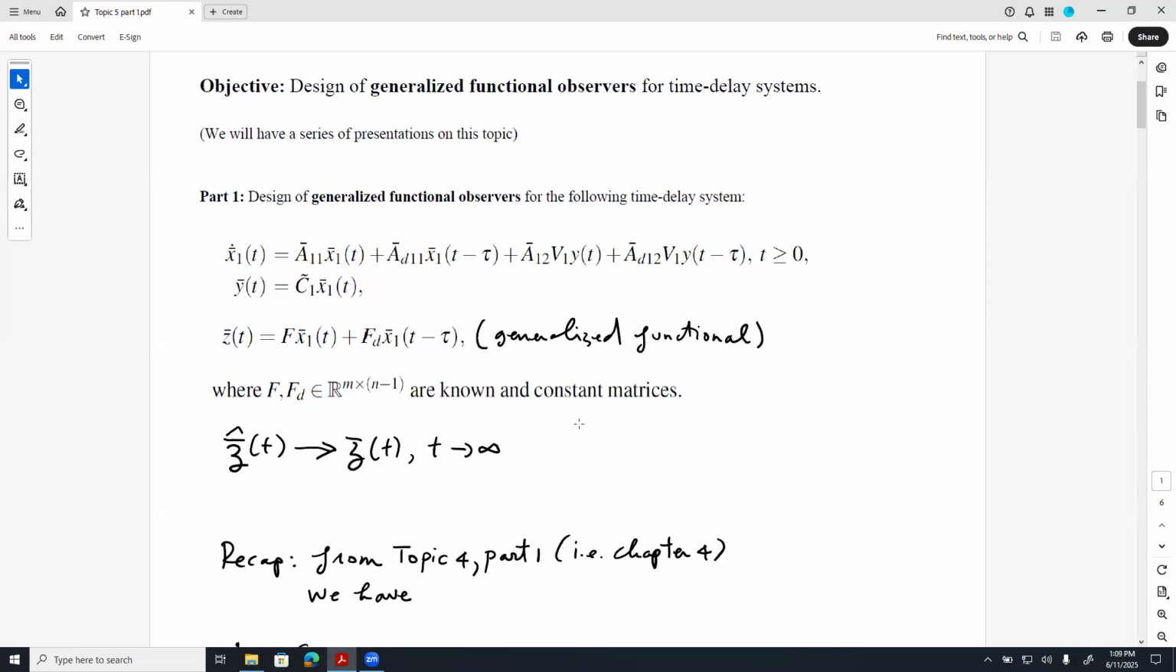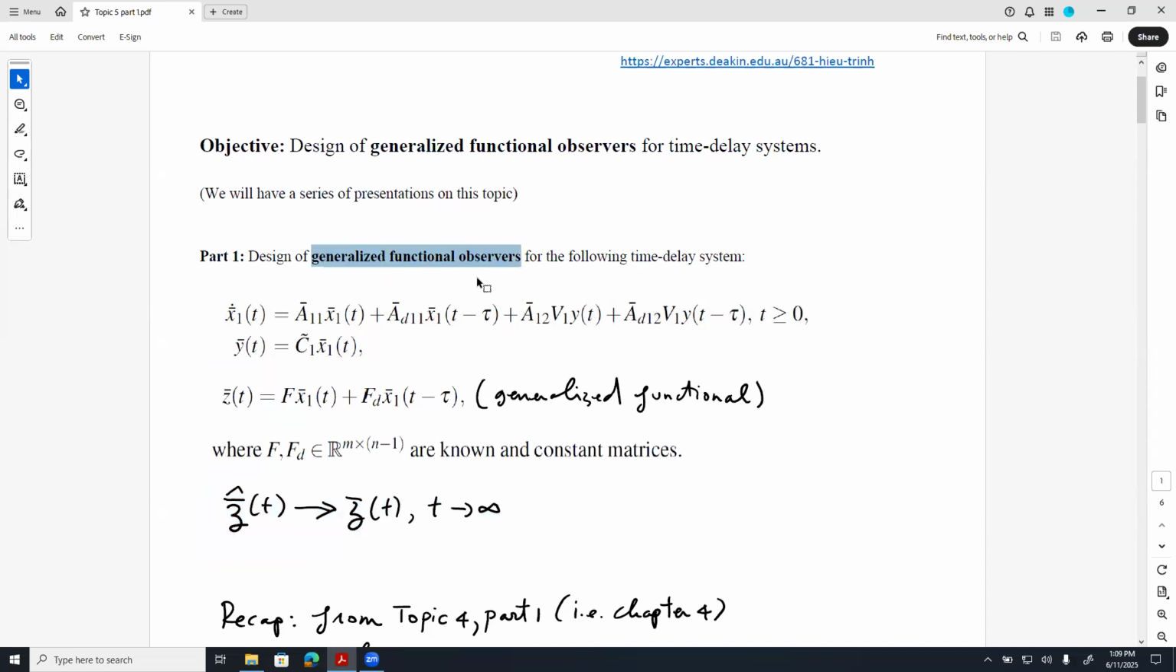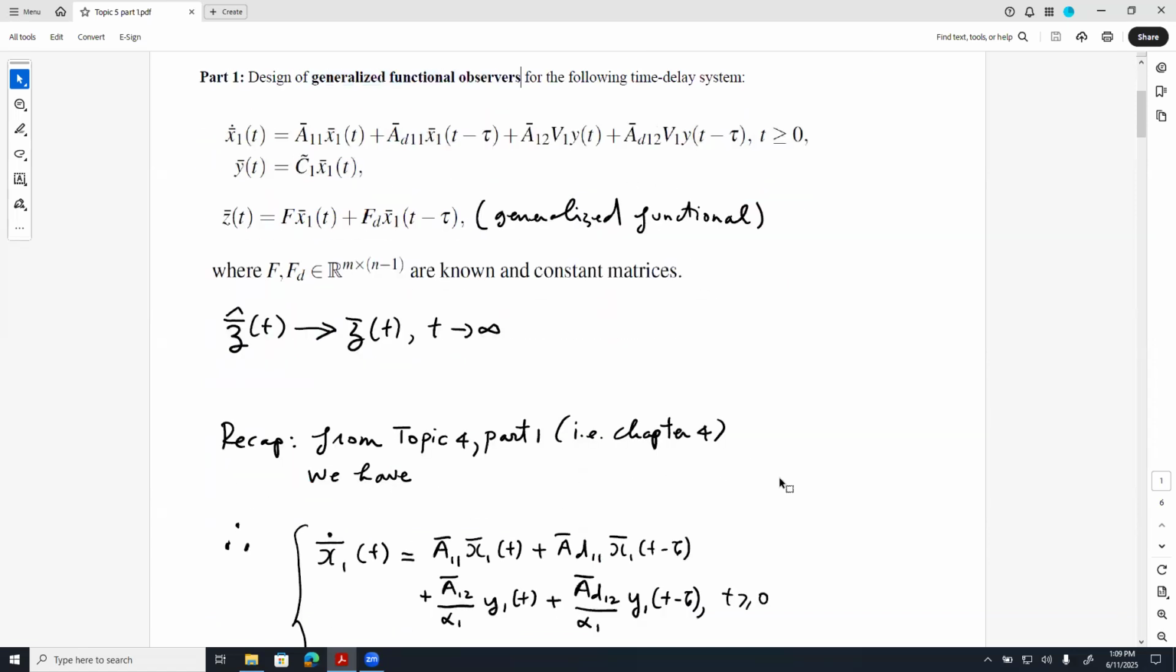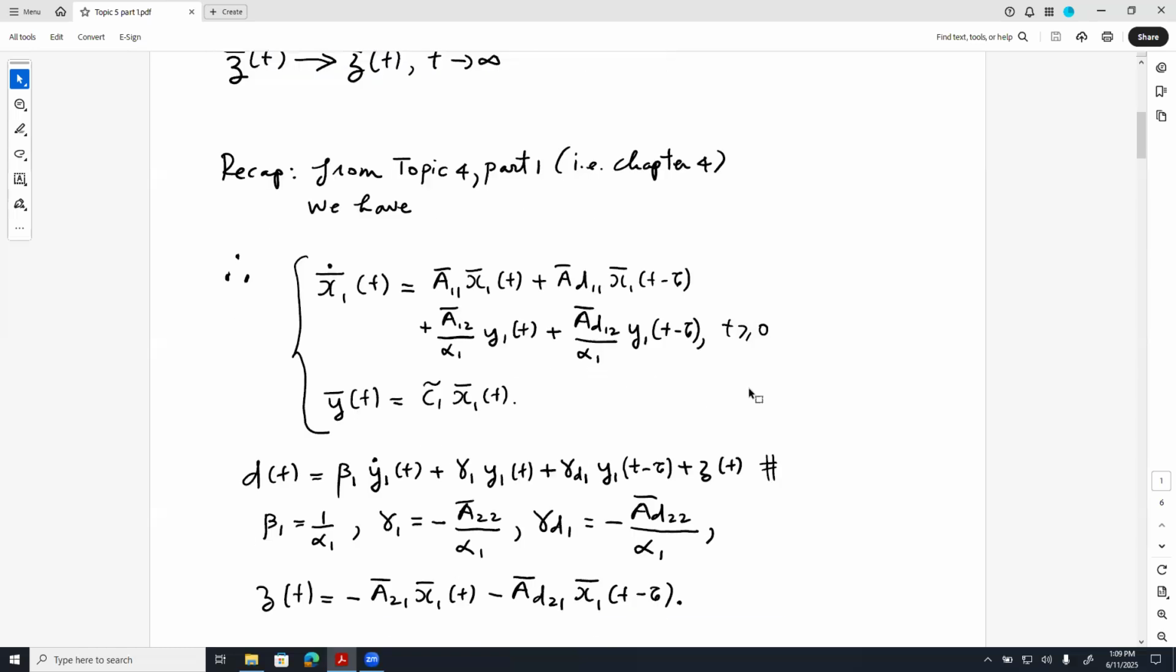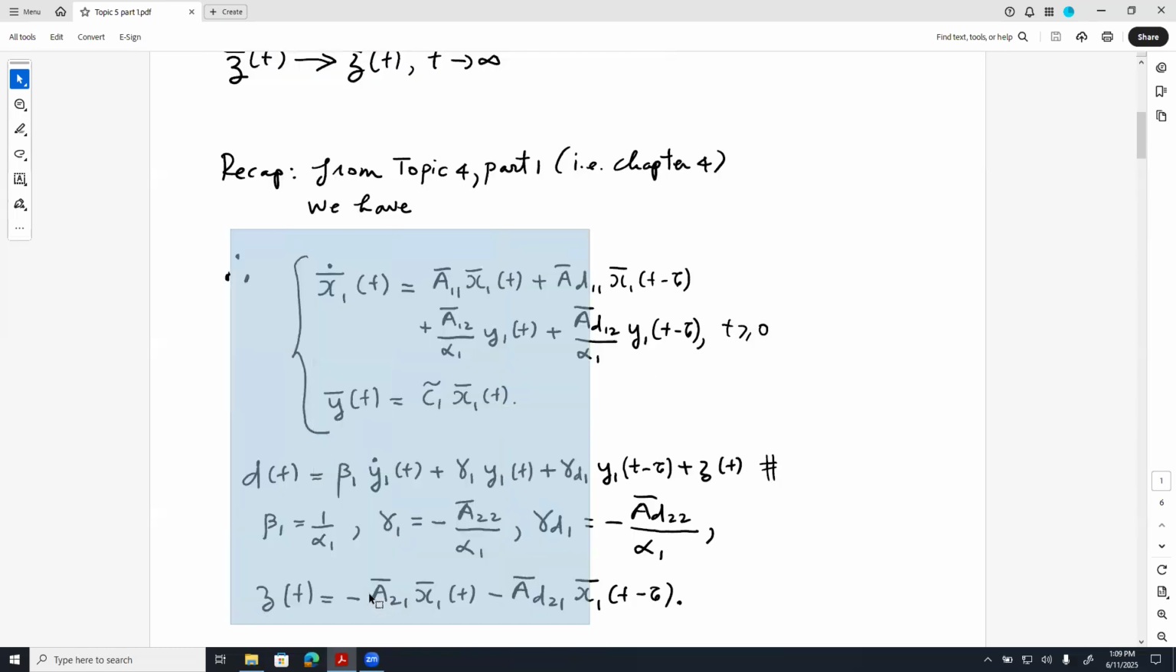So the idea here is how do we estimate this generalized functional in one go, directly, asymptotically, ensuring that z bar hat of t converges asymptotically to z bar of t as time goes to infinity. And this is about designing a generalized functional observer. It's a new kind of observer that we are talking about. Okay, so that came from the background in topic 4, chapter 4 in our book.